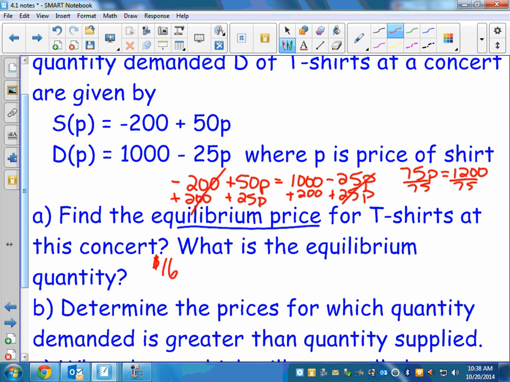$16. Is that a reasonable answer? $16 for a t-shirt at a concert? I think that's reasonable. If you would have got like $1.50, probably not a reasonable answer. $200, probably not a reasonable answer. So story problems, people don't like story problems, but you can at least see if your answers make sense to the problem. It also says, what is the equilibrium quantity? What do you think that means? How could I find how many t-shirts I could sell at that equilibrium price?